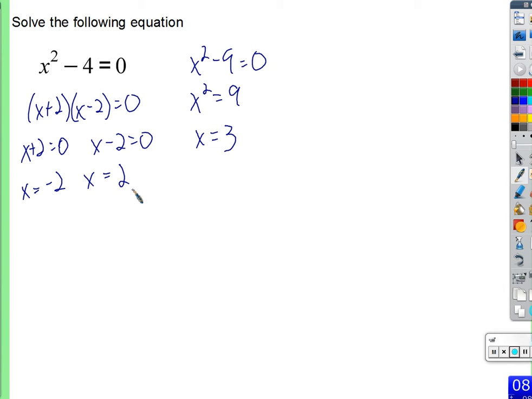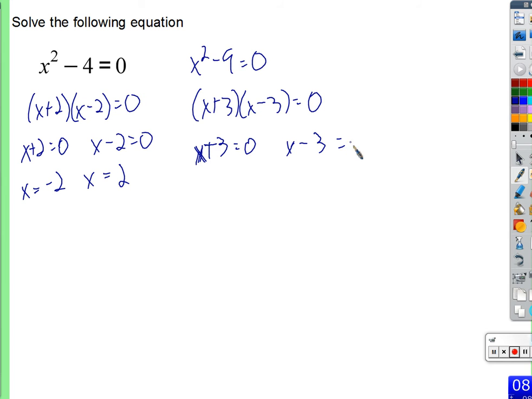Okay, same thing could be done here. You can factor this as x plus 3 and x minus 3. Set each factor equal to 0. Subtract 3 and add 3. Okay, so that's what we said we could do.